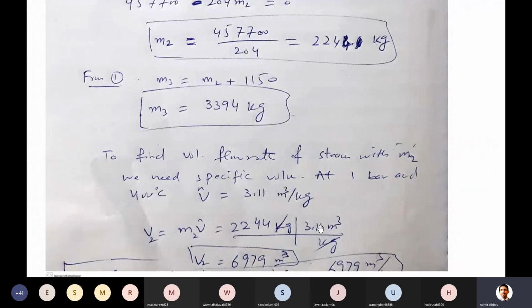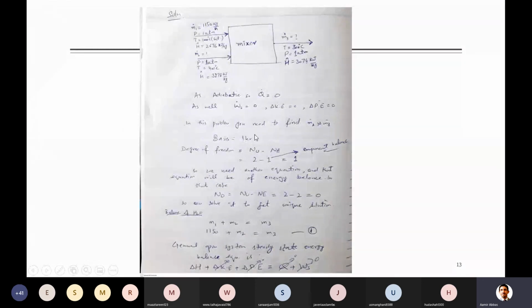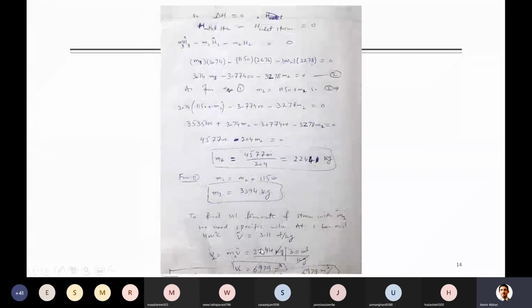And initially when I started the problem, I took the basis of the problem as 1 hour. So it means anything which you are getting is actually something divided by hour. So I will finally report my answer like this: M2 is equal to 2244 kg per hour, and V2 will be 6979 cubic meter per hour. Got it? Any question?